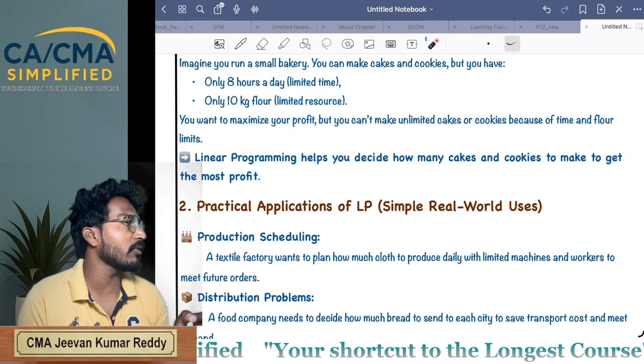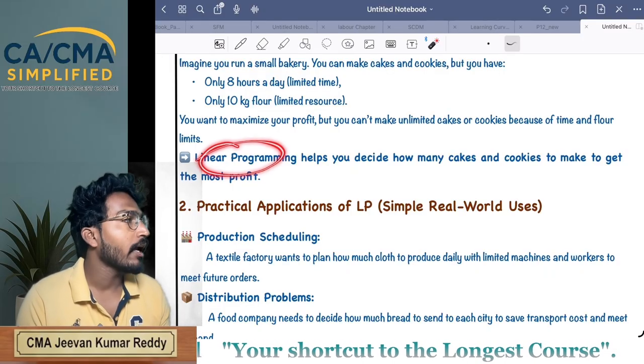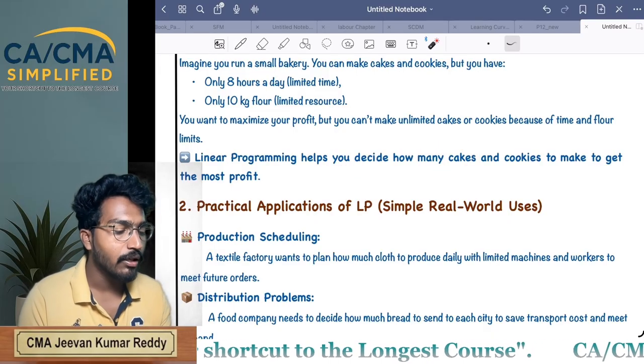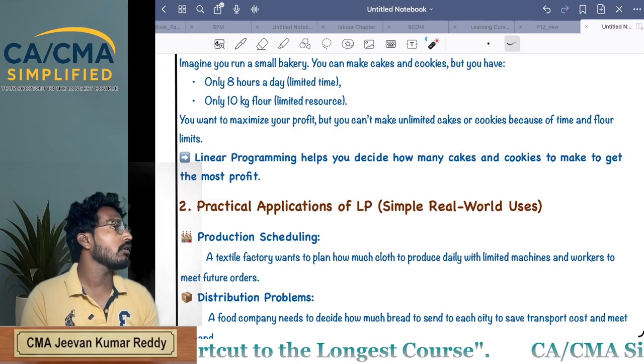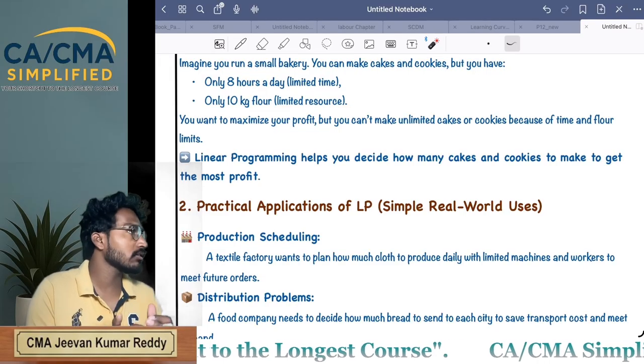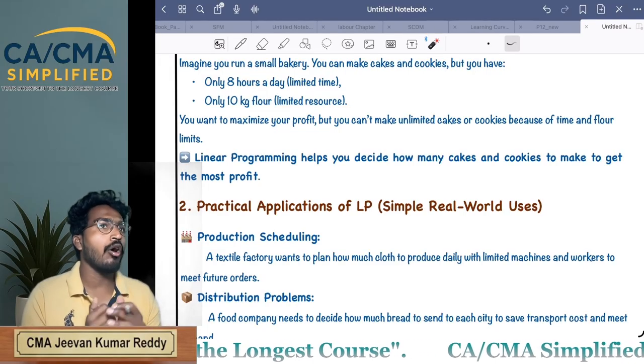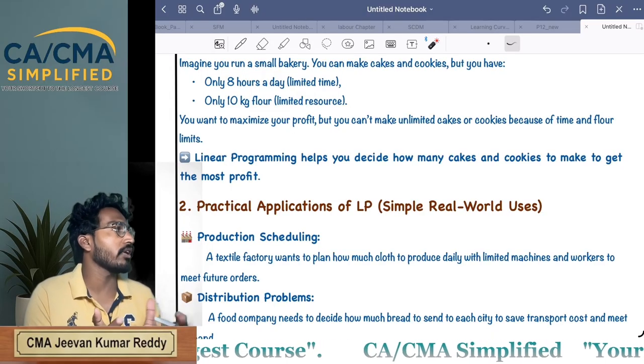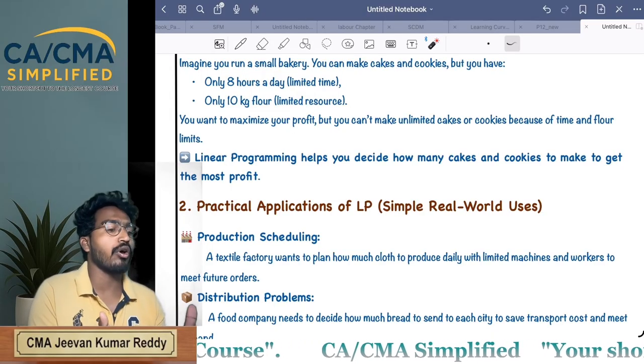What will linear programming do? Linear programming helps you decide how many cakes and cookies to make to get the most profit. Now, linear programming helps us decide how many cakes we need to bake to get the best profit, or to maximize our profit.